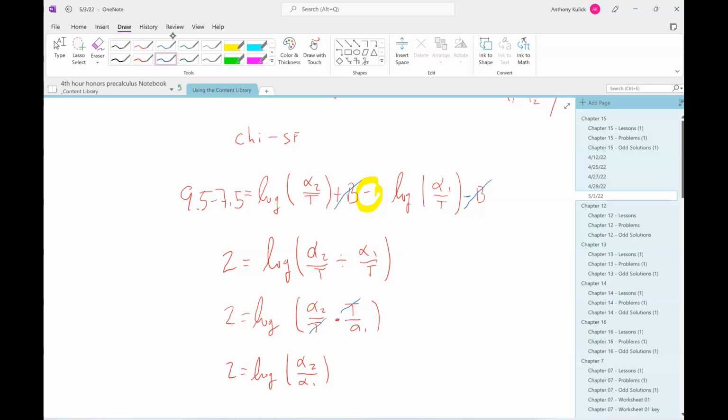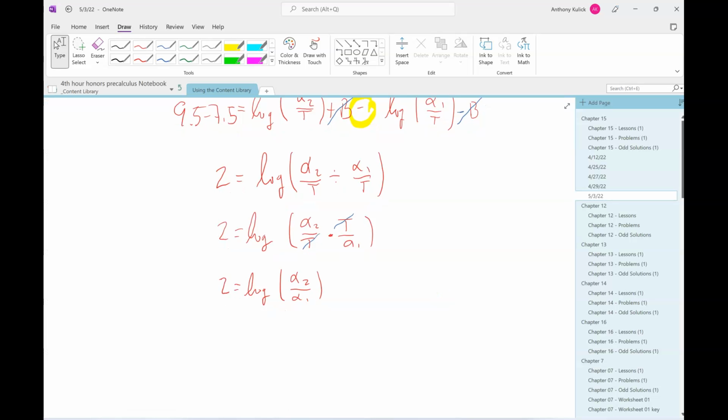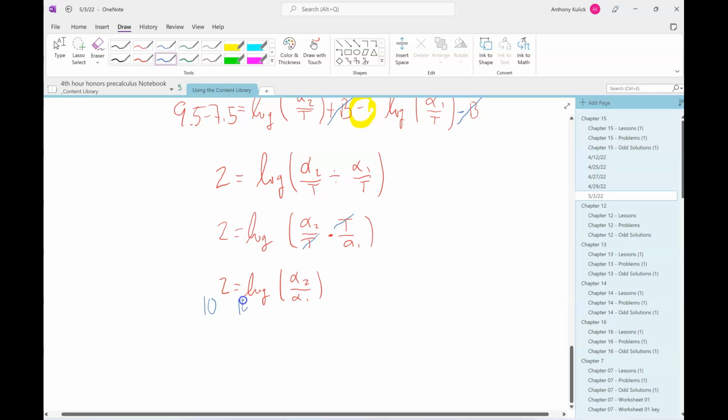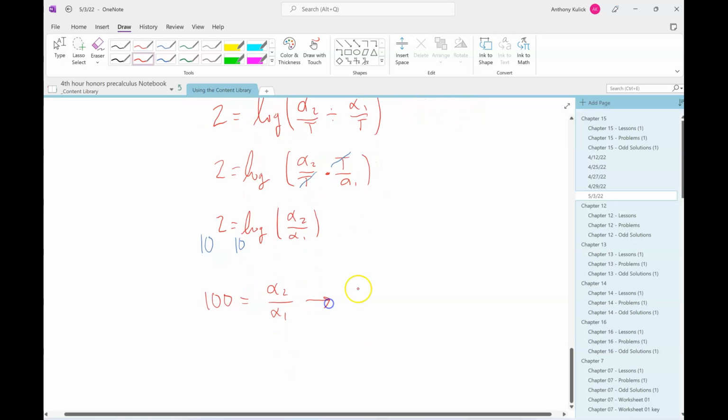Great. Would it be 10 to the power? Yeah, and the exponent base you'd want to use in this case is 10. Why 10? Because the base of that logarithm is 10. We know that that's the common log when there's no subscript there. So what this is telling me then is that the Chilean earthquake was 100 times as severe as the San Francisco earthquake.